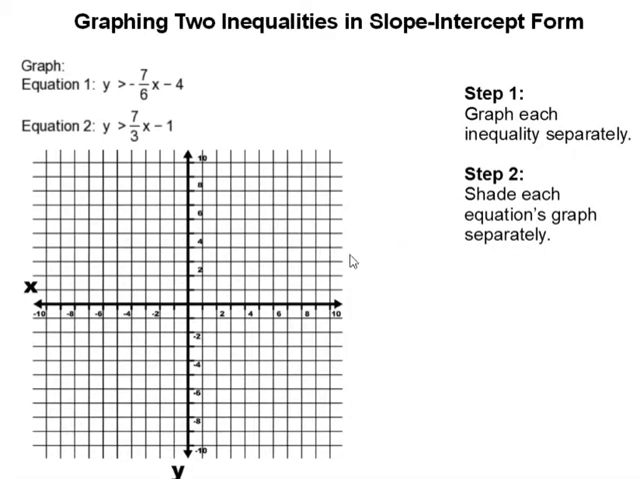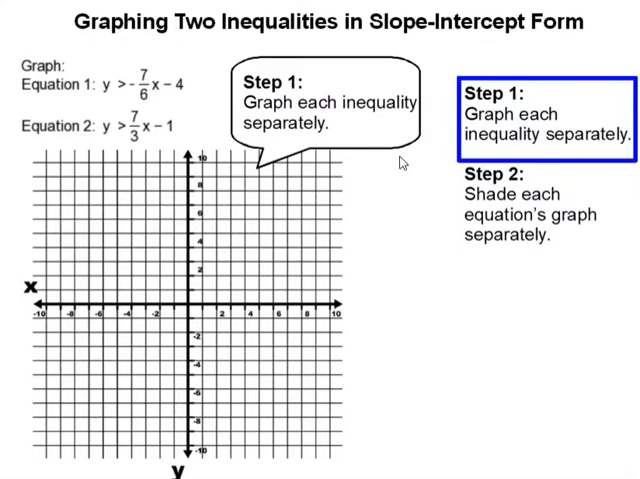How to graph two inequalities in slope-intercept form. So the first big step is to graph each inequality separately. So I'm going to go ahead and graph it. Okay, so it's already in slope-intercept form, so it's very simple.